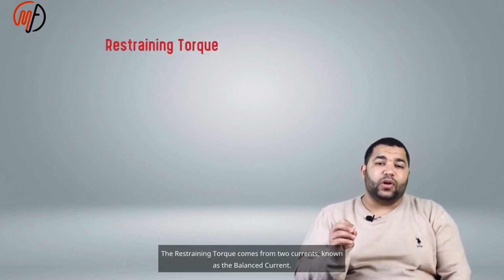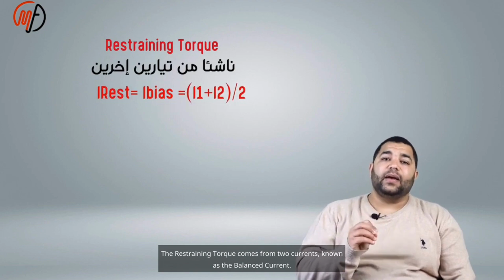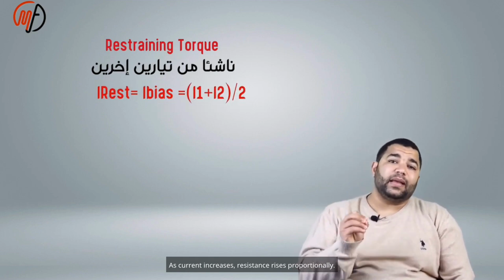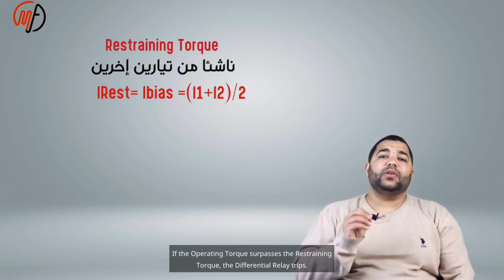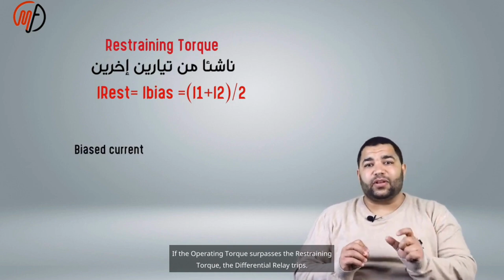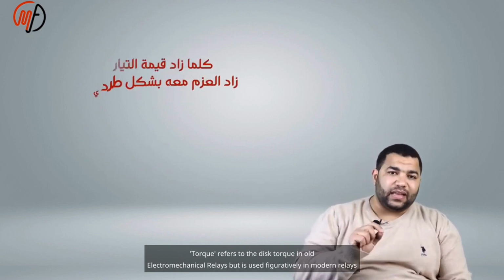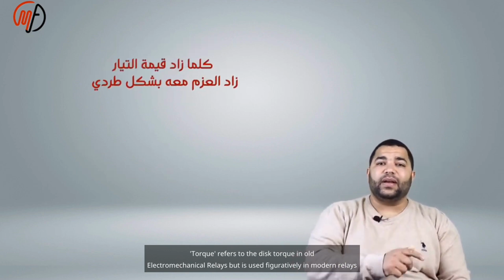The restraining torque comes from the currents known as the balanced current. As current increases, resistance rises proportionally. If the operating torque surpasses the restraining torque, the differential relay trips. Torque refers to the disk torque in old electromechanical relays, but is used figuratively in modern relays.